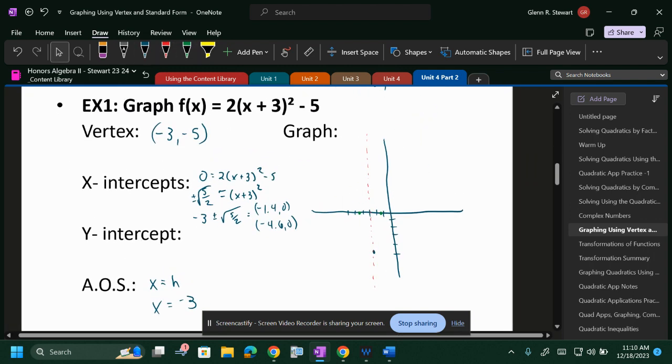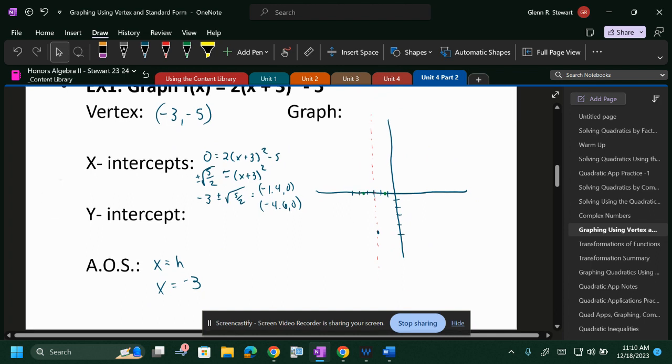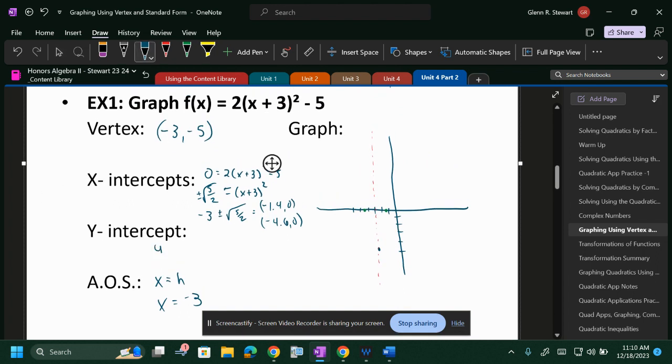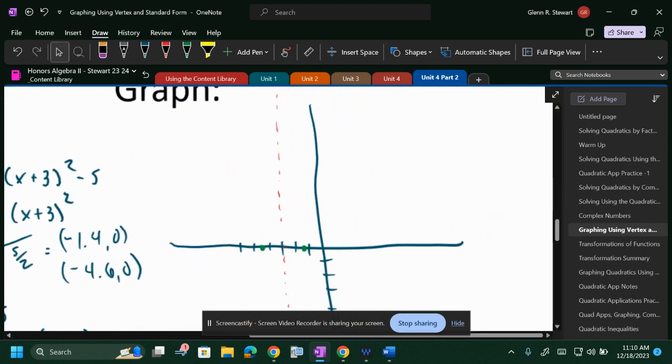So I'm just going to go ahead, I'm going to put 0 in my equation. So y is equal to 2 times 0 plus 3 squared minus 5. So y is equal to 2 times 3 squared, which is 9, minus 5. So 18 minus 5, and I get (0, 13). So we're going to go ahead and I'm going to graph that.